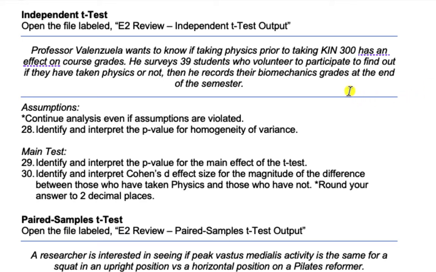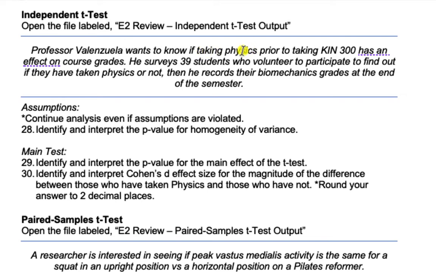For our independent t-test example, I've given you the research scenario that Professor Valenzuela wants to know if taking physics prior to taking Kin 300 has an effect on course grades. He surveys 39 students who volunteered to participate to find out if they have taken physics or not. Then he records their biomechanics grades at the end of the semester. So this automatically tells us, based on our information, that the effect we're interested in is taking physics.